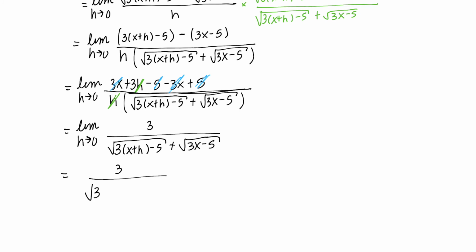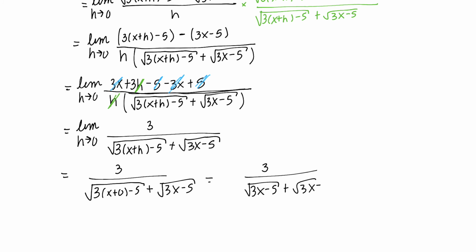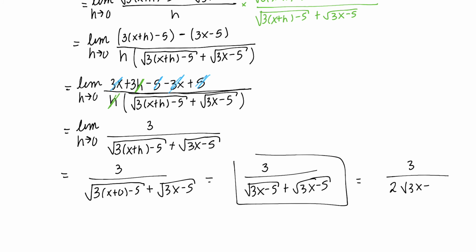So you have 3 over the square root of 3 times x plus 0 minus 5, plus the square root of 3x minus 5, which is 3 over the square root of 3x minus 5 plus the square root of 3x minus 5. You could leave it like that, that's fine, but really, you should simplify it because you can. Because there's 2 of them, it would become 2 square root 3x minus 5, and that would be your final answer.